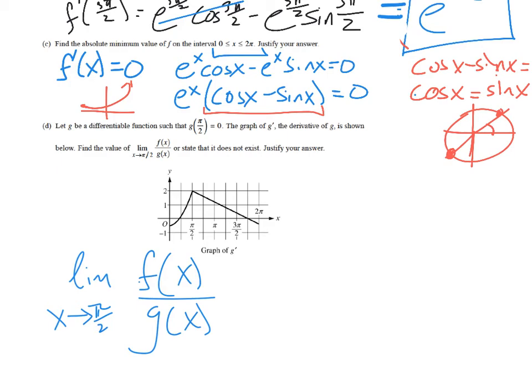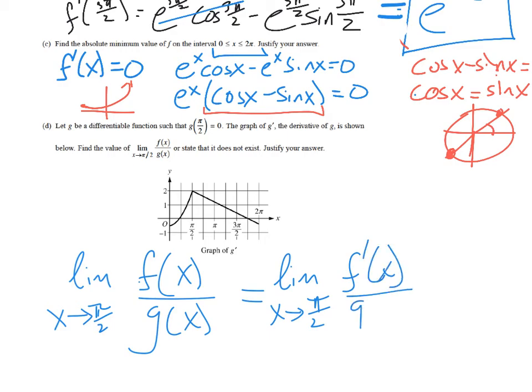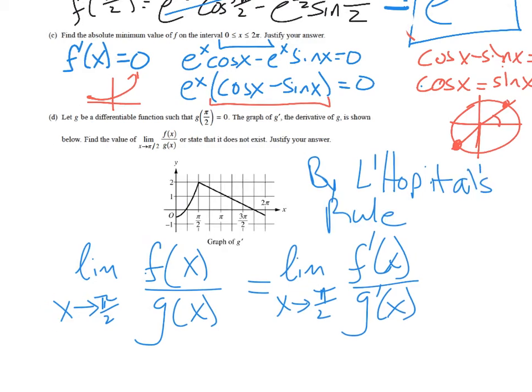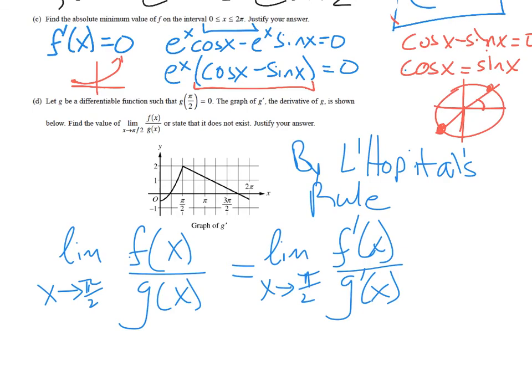what we need to do is take a clue from the fact that this is a derivative. And so by L'Hopital's rule, this is equal to the limit as x goes to pi over 2 of f prime of x over g prime of x. Okay, so we can say that's by L'Hopital's rule. And that's exactly what you're being tested on. Do you know that a limit can be found by L'Hopital's rule here.